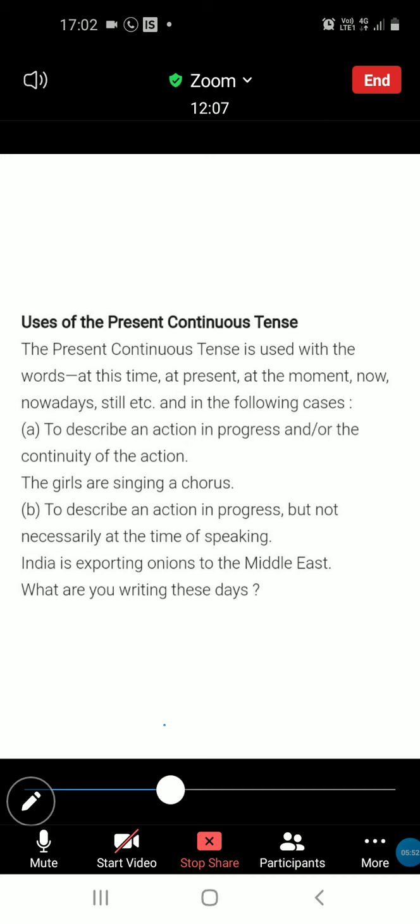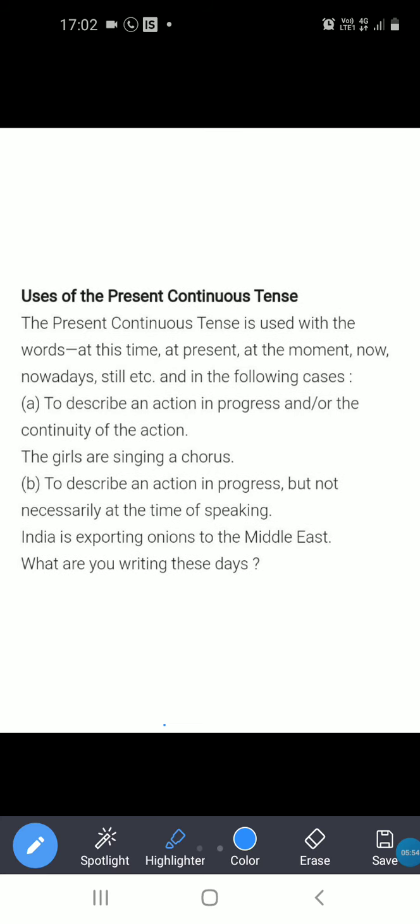So next, another explanation is there. The present continuous tense is used with the words at this time, right? At present, at the moment when the action is going on. It is not completed, and it will not happen in the future. It is going on at the present time. This time, right now, very now. So that is called the present continuous tense. It is used for that particular time, at present, now. Okay, still going on this time.